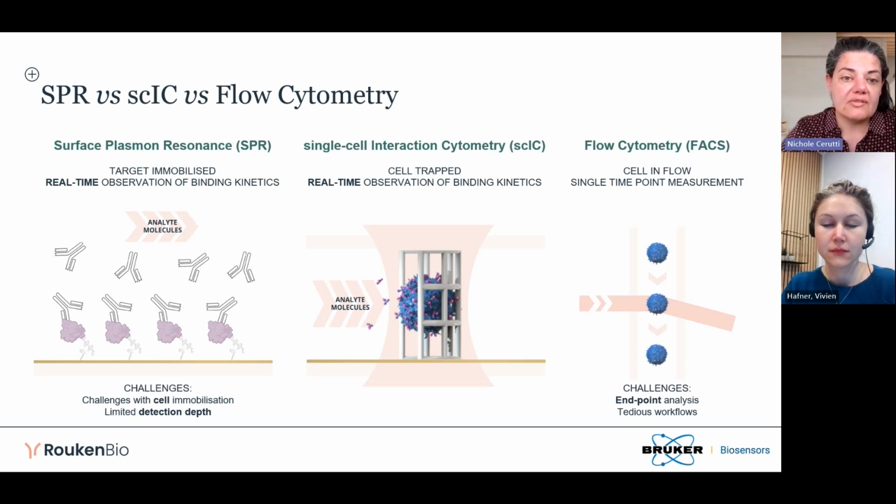So single cell interaction cytometry is a combination of the principles behind SPR as well as flow cytometry, combined in one. And it seemed like a really great technique for us to implement and use for our customer studies.